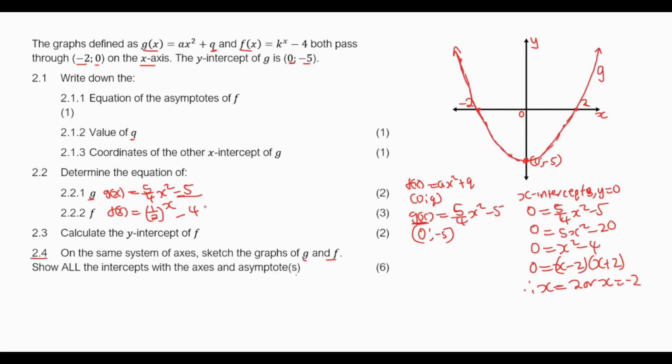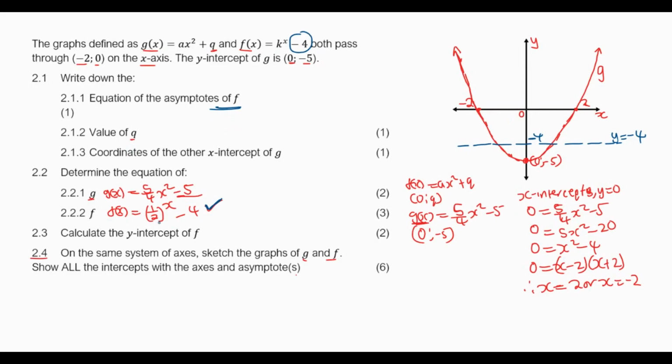Let's deal with f of x. We have the equation of the horizontal asymptote. We got it from this value here, which is -4. The asymptote is y is equal to -4. So this is the asymptote. This is the asymptote at -4. We can write y is equal to -4 here. Right. We need to find the x-intercept and the y-intercept. Let's start by finding the y-intercept.